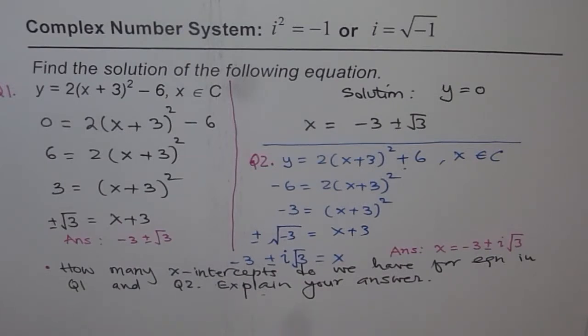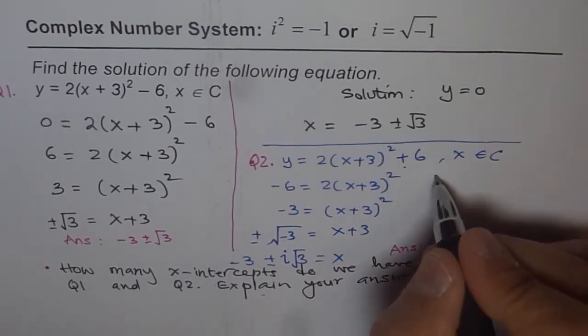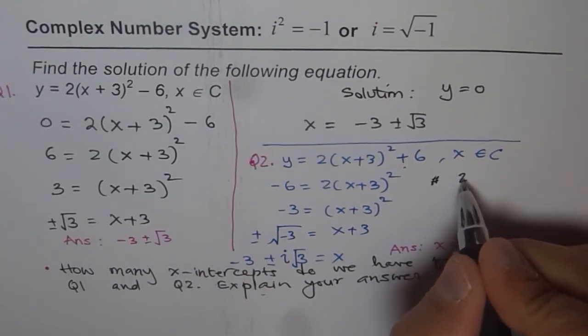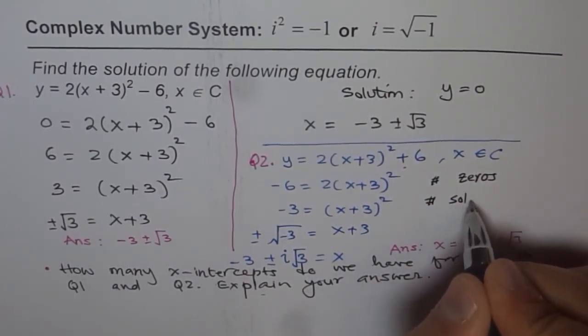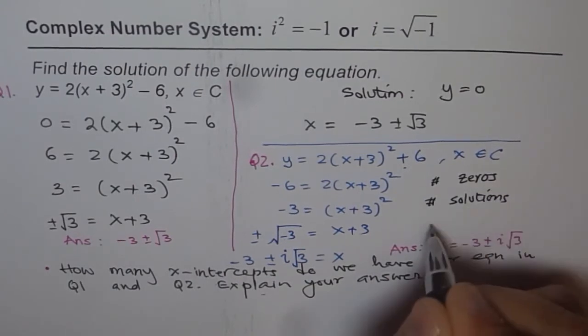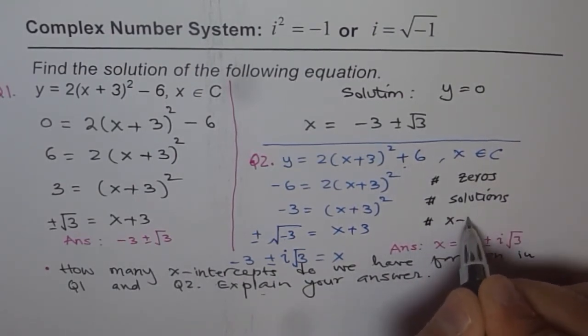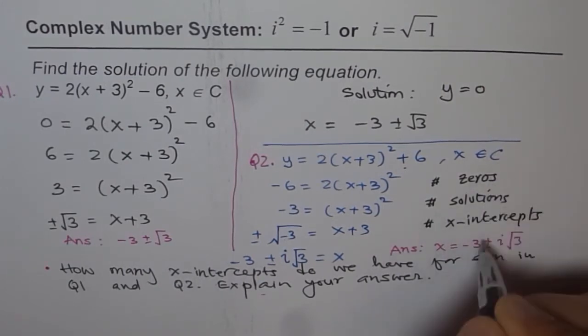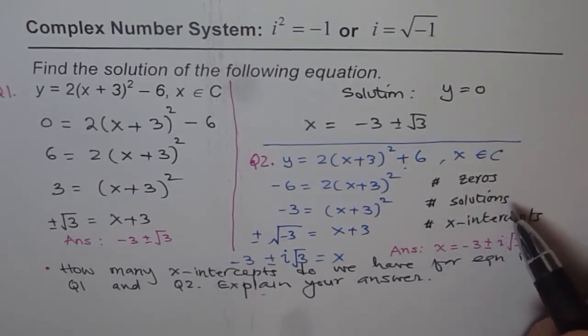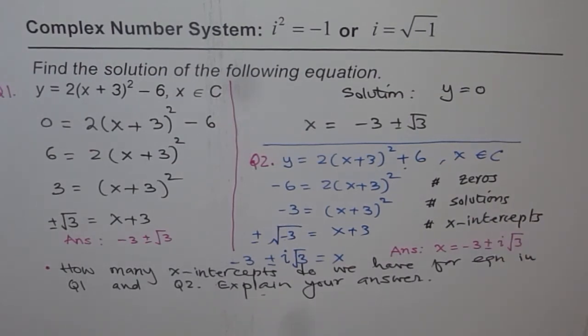So you can change this to three things: how many zeros, how many solutions, and how many x-intercepts. If you answer these questions, you will appreciate the difference between the three things. That is very important for you to understand at this stage. Thank you and all the best.